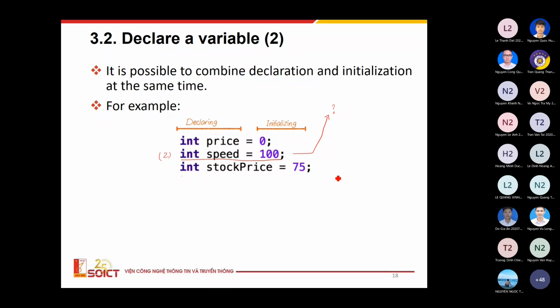Yeah. The first is declare. Declare name speed. No, what? Declare what? Declare variable name. Variable. Yeah.